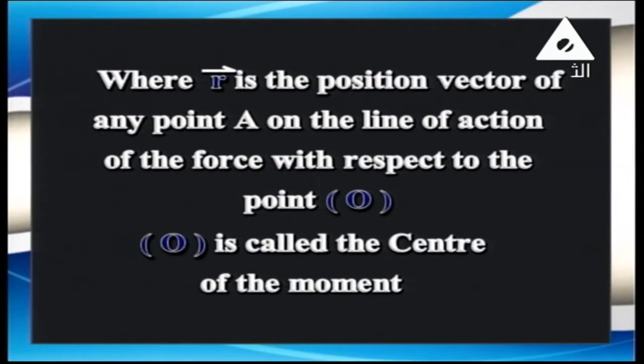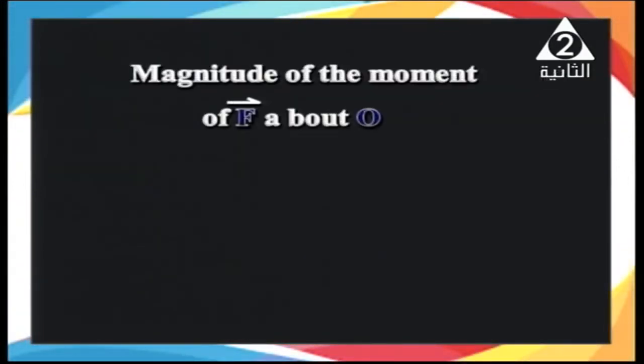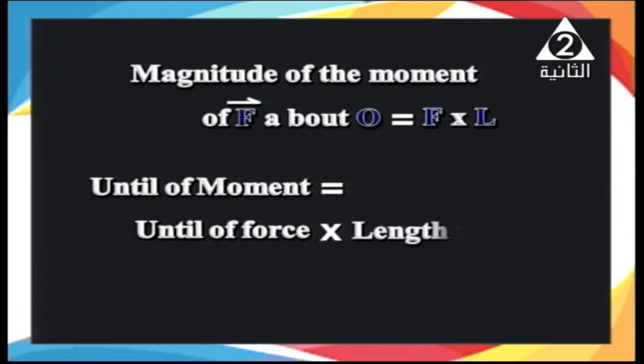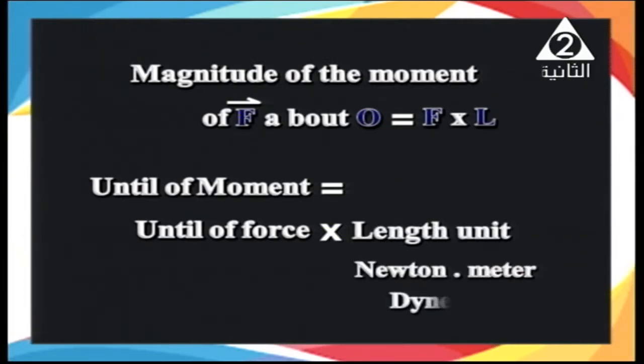My dear student, the magnitude of the moment of F about O equals what? Equals F cross L. What is the L? L is the length of the arm. Unit of moment: the unit of the force times the unit of the length, Newton meter or dyne centimeter.